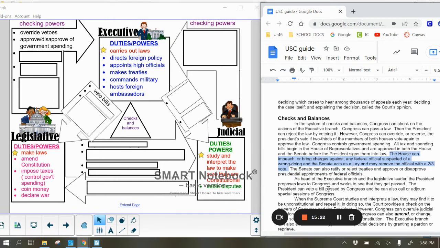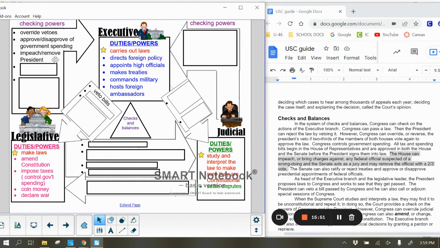Okay. The House can impeach or bring charges against any federal official suspected of a wrongdoing, and the Senate acts as a jury and may remove the official with a 2/3 vote. So, who can be impeached? We know that the executive branch, the president, can be impeached, and we also know that judges can be impeached. So in this case, it is the legislative branch who is going to be checking up on both of these branches. So legislative branch is going to check the executive branch by perhaps impeaching and removing a president. But they're also going to check up on the judicial branch by impeaching and removing judges.